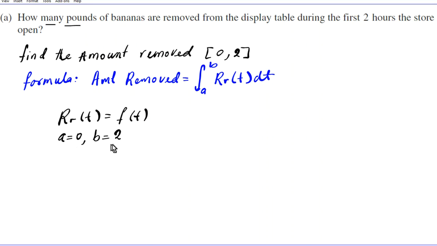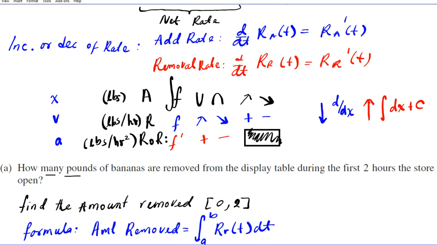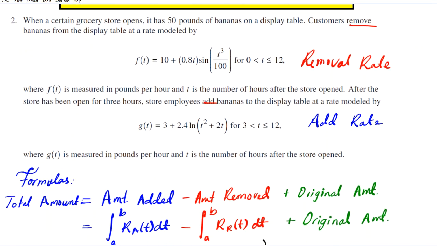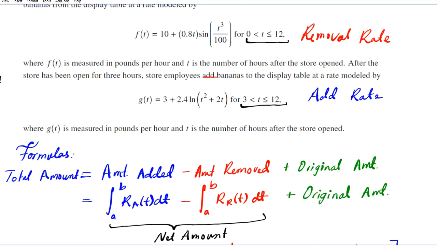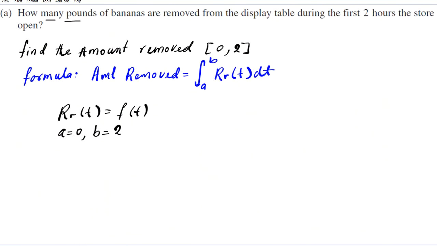You have to be extremely careful with your limits of integration. You have to read the problem carefully. So let's go back to the problem. If you notice here, the rate of removal, f of t, goes from 0 to 12, but the rate of addition goes from 3 to 12. So never assume that the same time interval applies to both functions. You have to be really careful to make sure you're starting at the right time and stopping at the right time also.